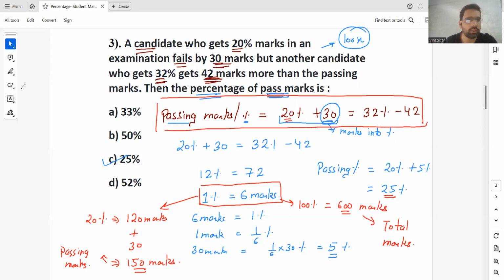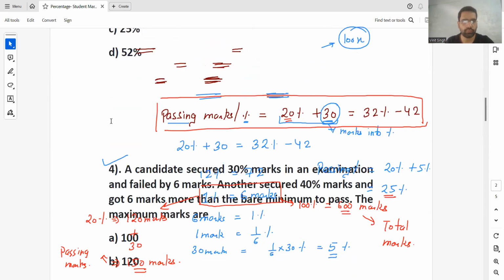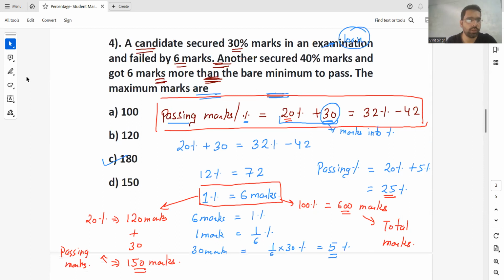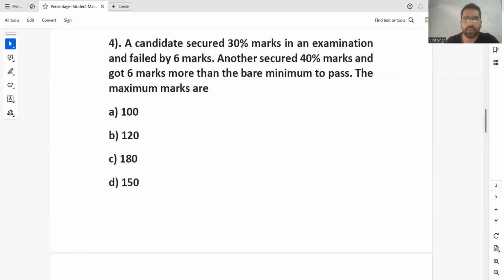Now, come question number 4. A candidate secured 30% marks in an examination and failed by 6 marks. Another student secures 40% marks and got 6 marks more than the bare minimum to pass. Means 6 marks more than the passing marks. Find the maximum marks. We will apply the same method.